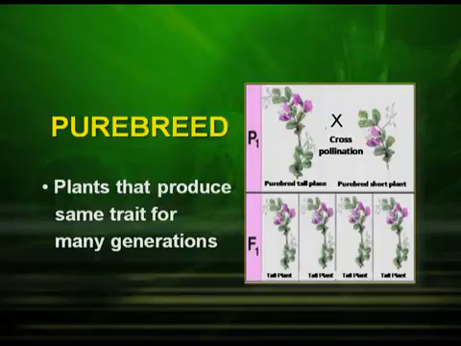Another very important term is pure breed, which gave Mendel all the success. What are these pure breeds? These are plants that produce the same trait for many generations. For example, when we study Mendel's experiment, we will see a pure tall plant and a pure dwarf plant, as you can see in the figure.